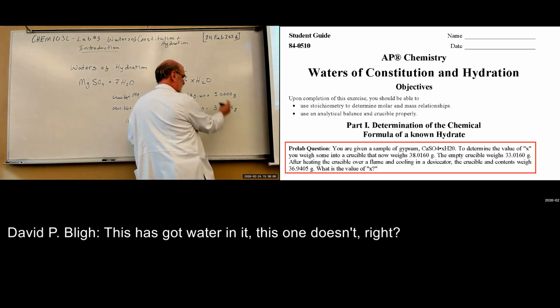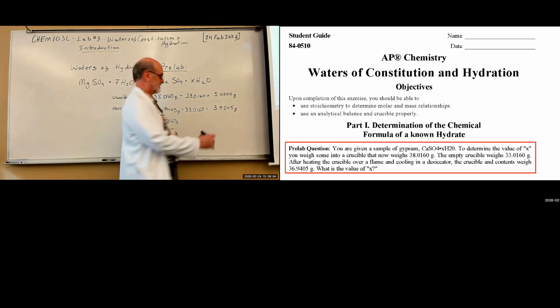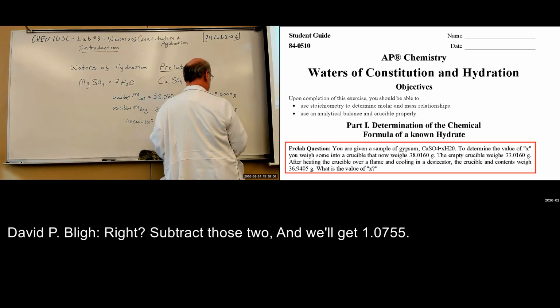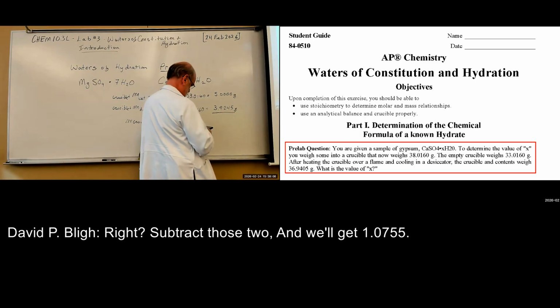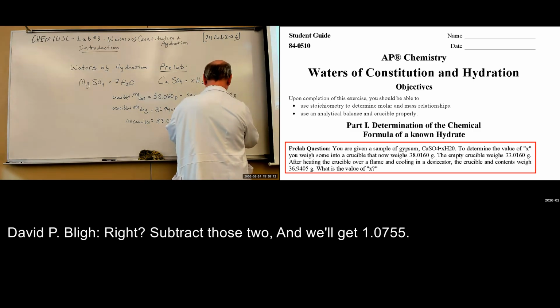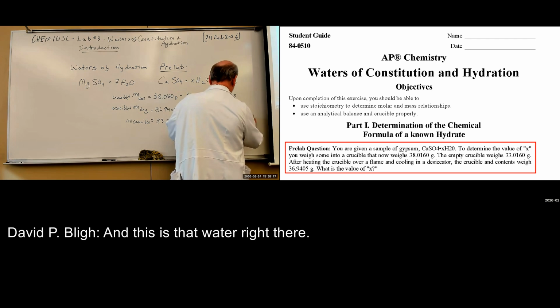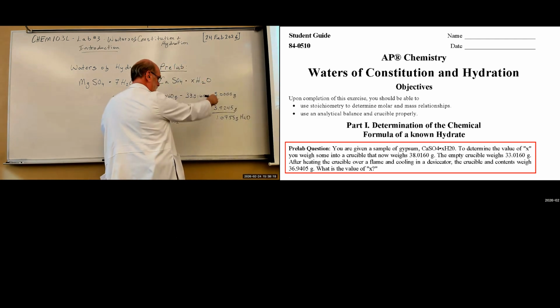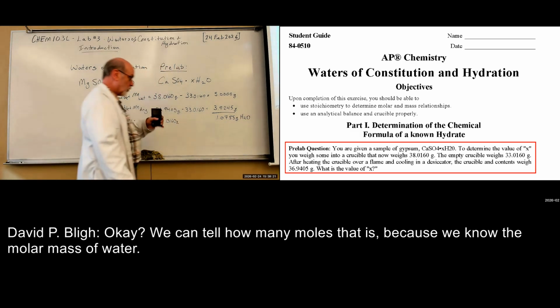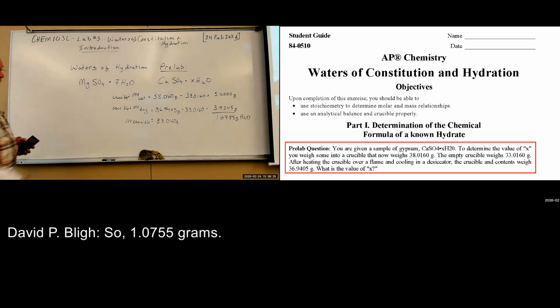This has got water in it. This one doesn't, right? So you subtract them. Right? Subtract those two. And we get 1.0755 grams of water. And this is that water right there. Okay. We can tell how many moles that is because we know the molar mass of water.